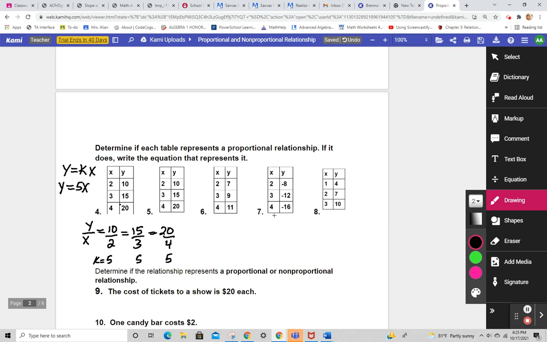10 divided by 2 is 5. This one is the same thing, a repeat, so let's skip that. 7 divided by 2 is 3.5. 9 divided by 3 is 3. These are not equal. We don't get the same thing. So this is not proportional. No, this one is not proportional.